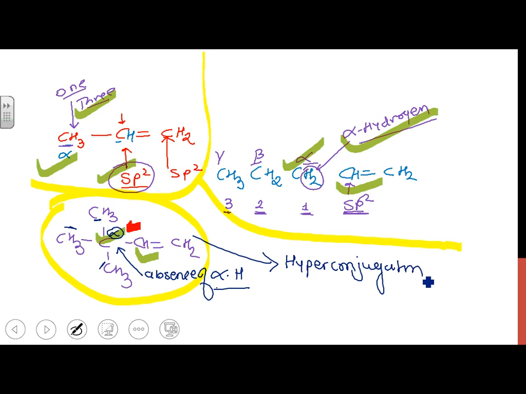It will not show you hyperconjugation. These two will show hyperconjugation, this one will show hyperconjugation. But this one will not show. Why will it not show? Because of these requirements.